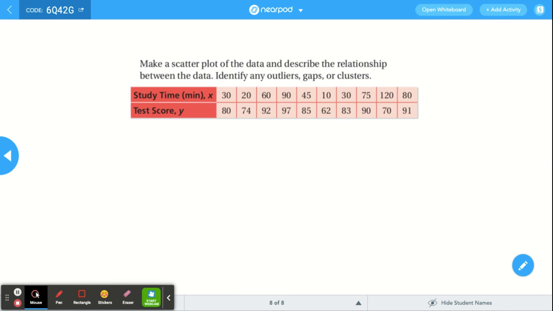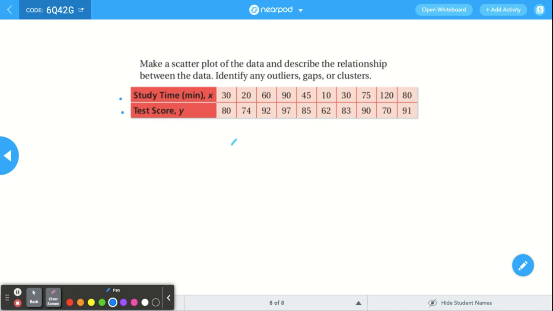All right. And our last one, this is one where we're kind of bringing it all together and we're creating a scatter plot. So it says make a scatter plot of the data and describe the relationship between the data, identify any outliers, gaps, or clusters. All right, so let's take a look. What are we comparing here? We got the number of time that people study and their test scores.